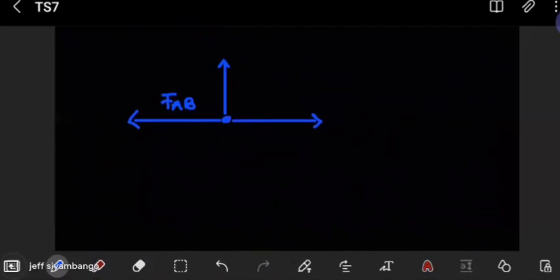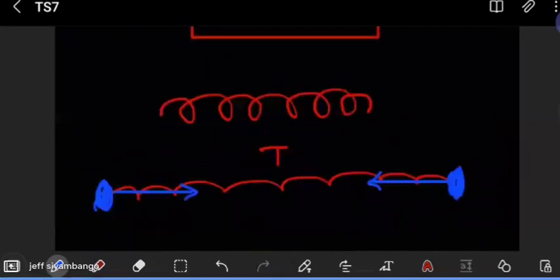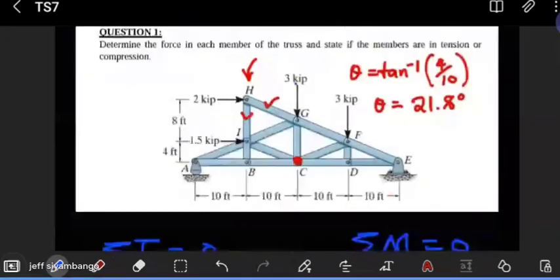Okay, so let me check the labels again. We have BC and BI.